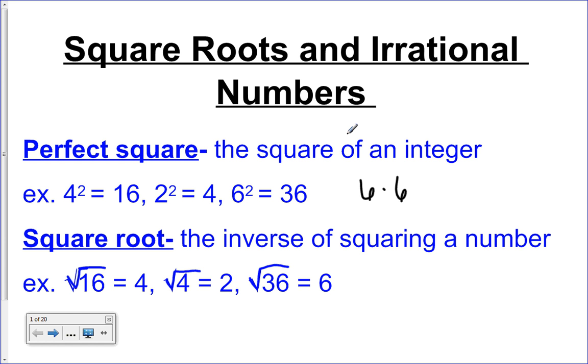Square root is the inverse of squaring a number, so it's the opposite of what we did up here. So the square root of 16 will give you 4, the square root of 4 will give us 2, and the square root of 36 will give us 6. So you want to make sure that you wrote this down in your notes.